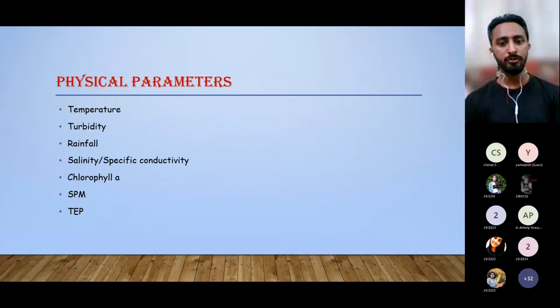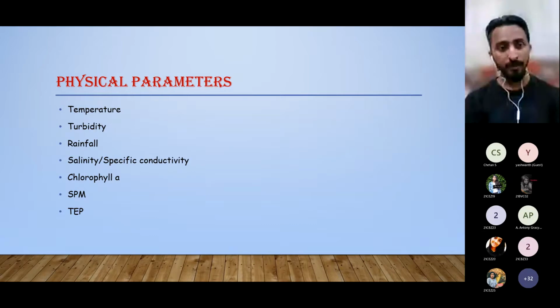Temperature plays a very important role in the growth and productivity of your phytoplankton as well as zooplankton. So temperature is generally measured using a thermometer, and the temperature, higher or lower, generally determines the overall growth of a particular larva or maybe a phytoplankton group, because the temperature for their processes is also important to carry on to the next step.